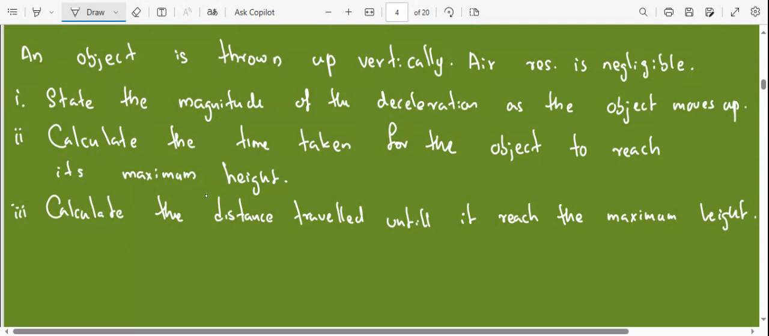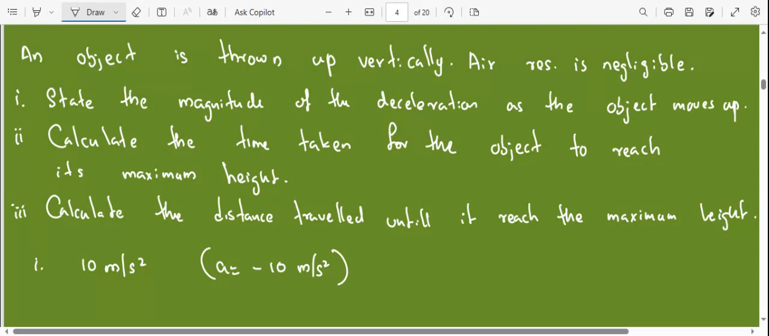Deceleration of g value means it is 10, right? Even if you say g is fine, or you can say it is a deceleration. The question only says to state the magnitude, so the magnitude is 10 meters per second squared. But if you consider it as acceleration, then acceleration is minus 10, right? So deceleration values are equal to minus acceleration. We have discussed that one before.